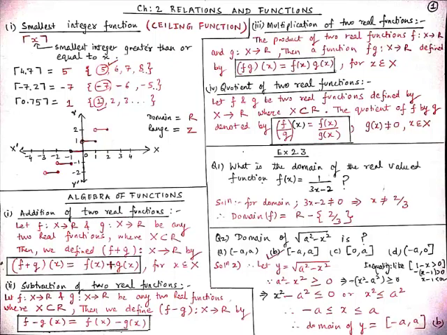So from here we get the value of x in the range minus a comma a in closed interval. So our B option is correct. So this is the end of this video.